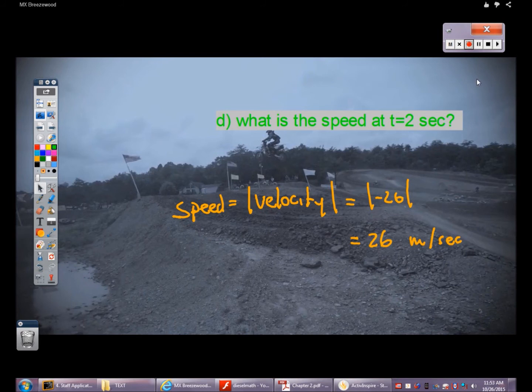The velocity with the negative is giving me the direction, traveling up or traveling down. I'm still traveling at 26 meters per second either way, up or down. The negative was just indicating my direction.